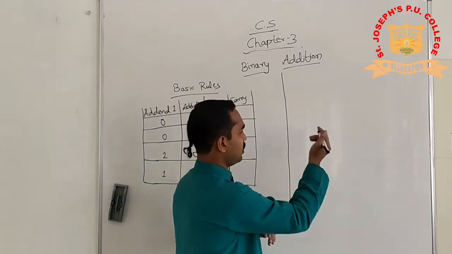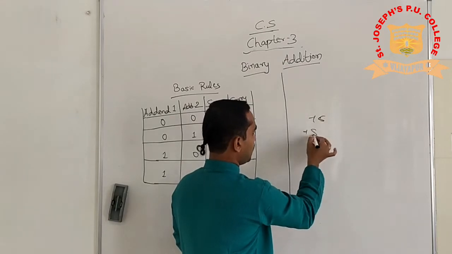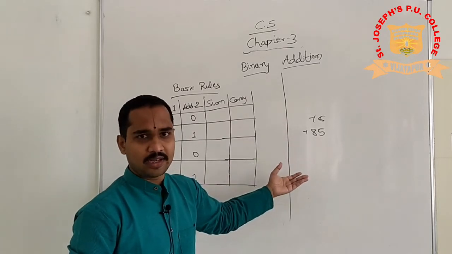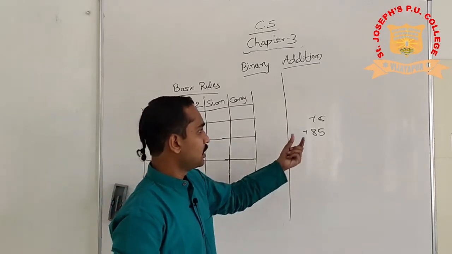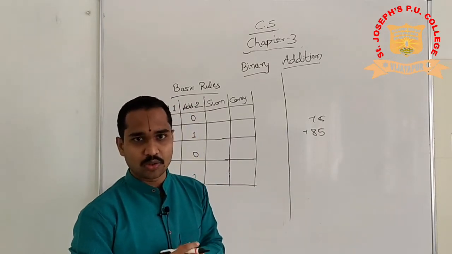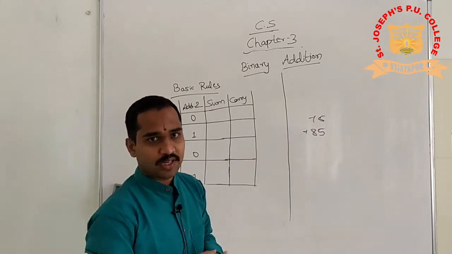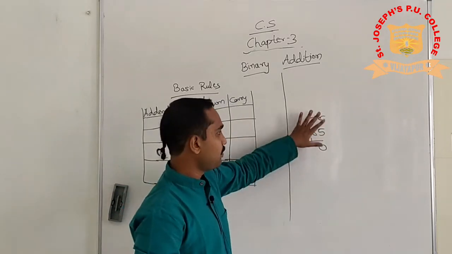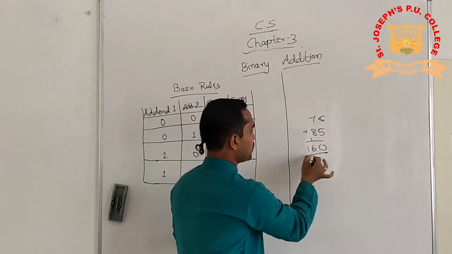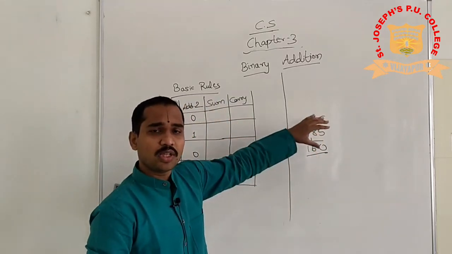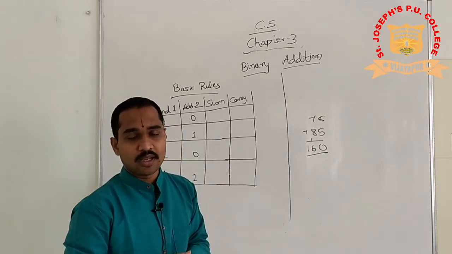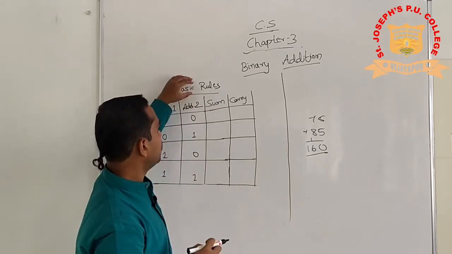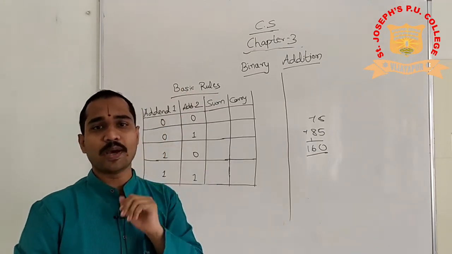Now first take two numbers, 75 plus 85, any two numbers. You can add them in your actual mathematics. These two are decimal numbers, and you already know the rules of adding these, correct? You say 5 plus 5 is 10, then 1 is carry. 8 plus 7 is 15, then 1, so 160. Now you know the rules of adding two decimal numbers, but here we are adding two binary numbers. So first we have to learn the basic rules of adding two binary numbers.